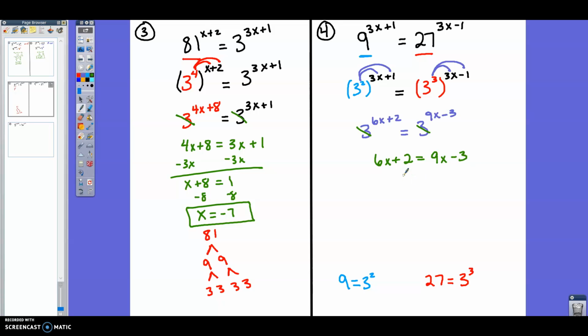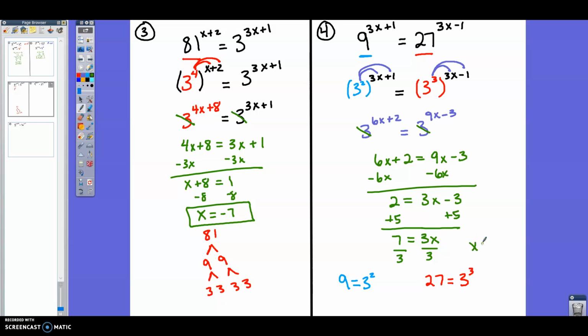And now we want to get all of our variables on one side, so I'm going to subtract 6x. And we get 2 equals, that would be 3x minus 3. So then we want to move the 3 over. So we get 7 equals 3x, and then we want to divide by 3. Now on these, we can leave our answer as an improper fraction. That's perfectly fine. So x is 7 over 3.